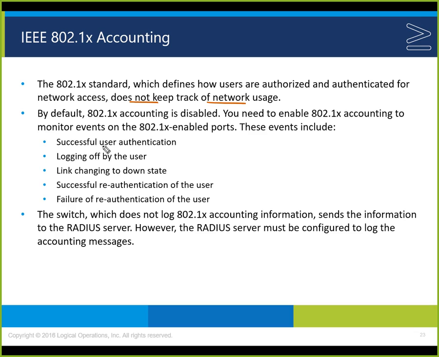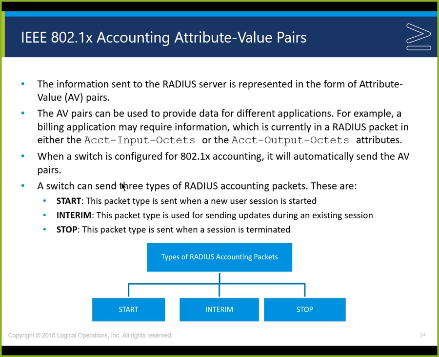So what it's going to log is successful user authentication, log off by the user, the status change in the link up or down, and successful re-authentication or failure of the re-authentication. It is not going to be something in the accounting that we would be able to use for billing purposes, for instance. It does not keep track of the network usage. It only keeps track of did we get authenticated, when did we get authenticated, did we get re-authenticated, those sorts of things.